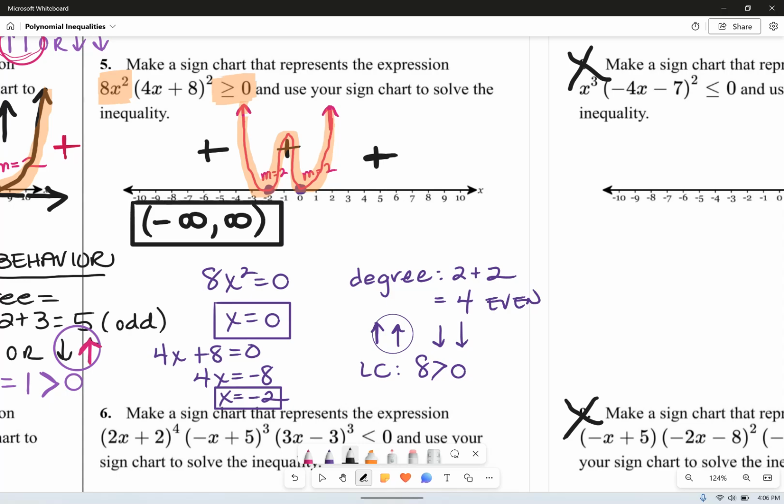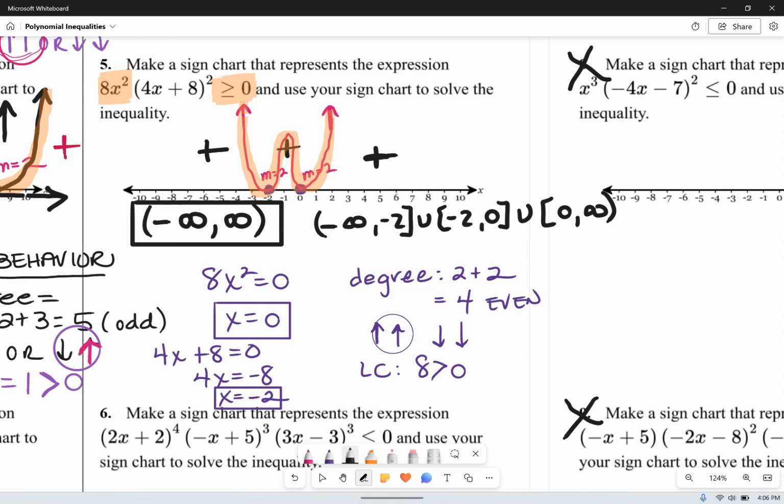Now, some students I've seen do this. They write negative infinity all the way to negative 2, and they go union, and then negative 2 to 0, union, and then 0 to positive infinity, and then close off with the parentheses. That also is acceptable, but it's not necessary.